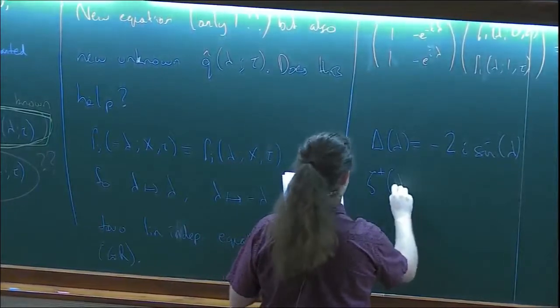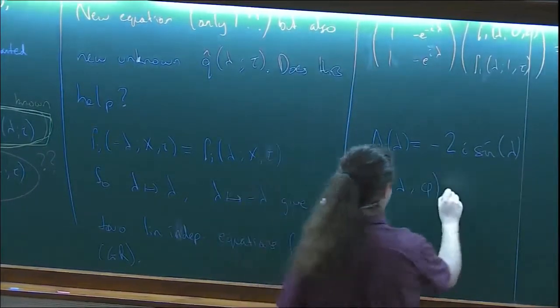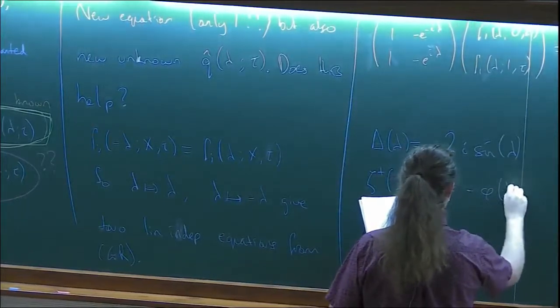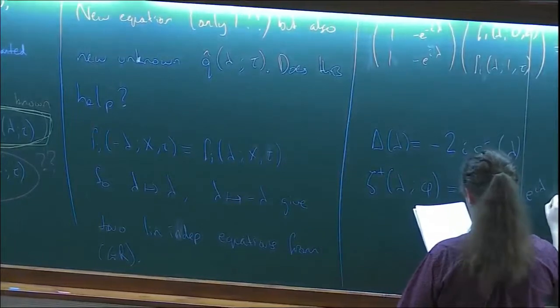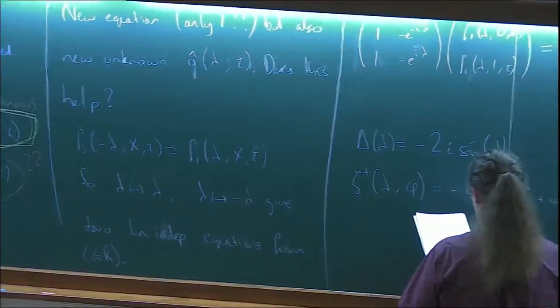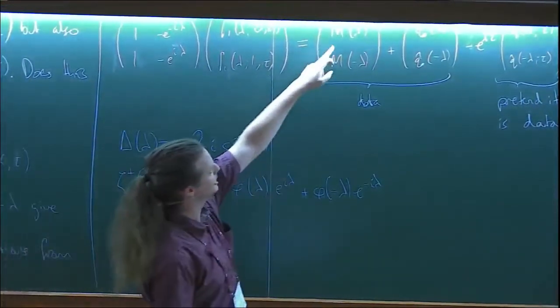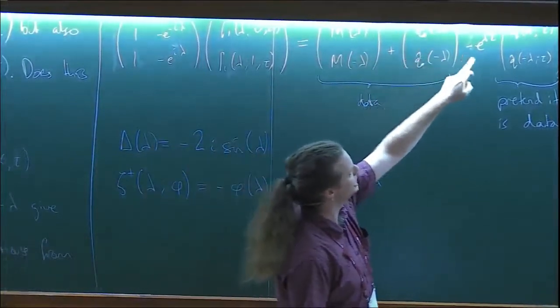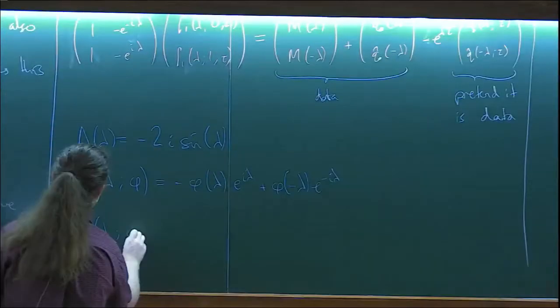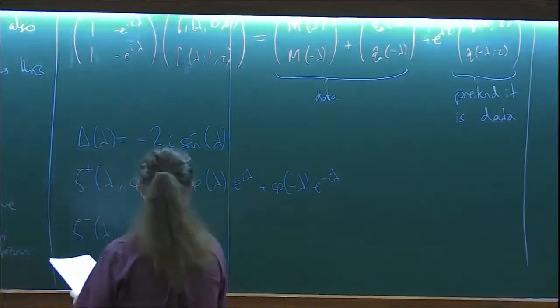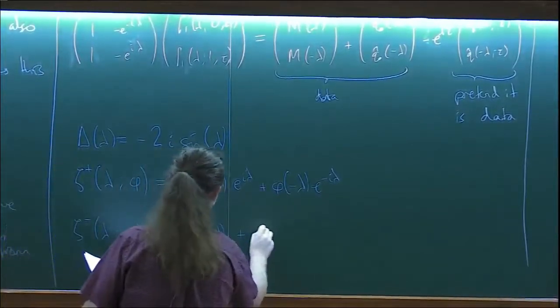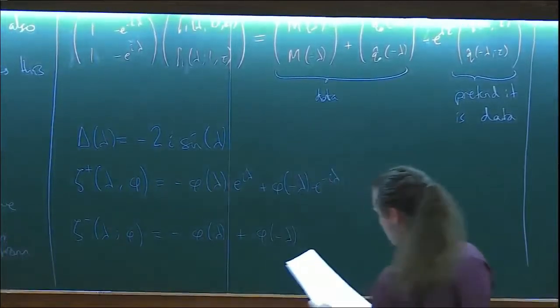And zeta plus of lambda phi for an arbitrary function phi is minus phi of lambda e to the I lambda plus phi of minus lambda e to the minus I lambda. So then if phi, for example, is m plus q naught hat plus e to the minus lambda squared taf q hat, that's going to give us the determinant we want for the first entry. And similarly, zeta minus, that's just minus phi of lambda plus phi of minus lambda. Okay.